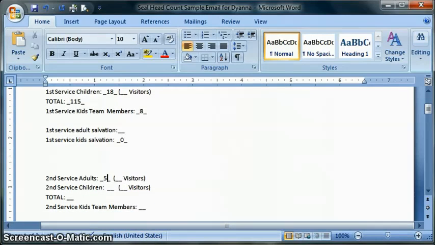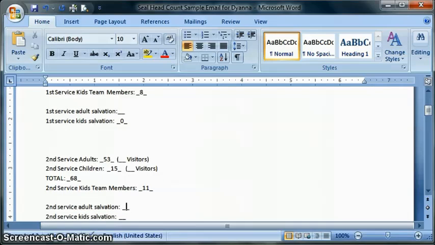Okay, kids salvation, we'll see here it was left as 0. And this is a 53. Children was 15, and that adds up to be 68. Second service team members, 11. Again, this was blank. And we had a 4.